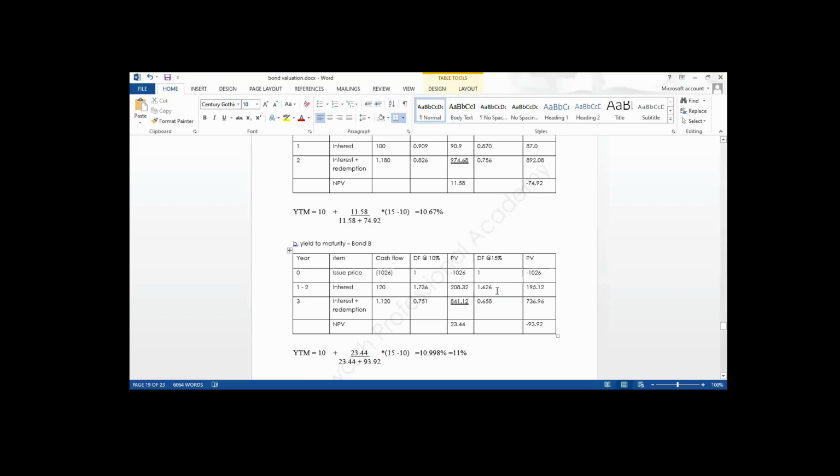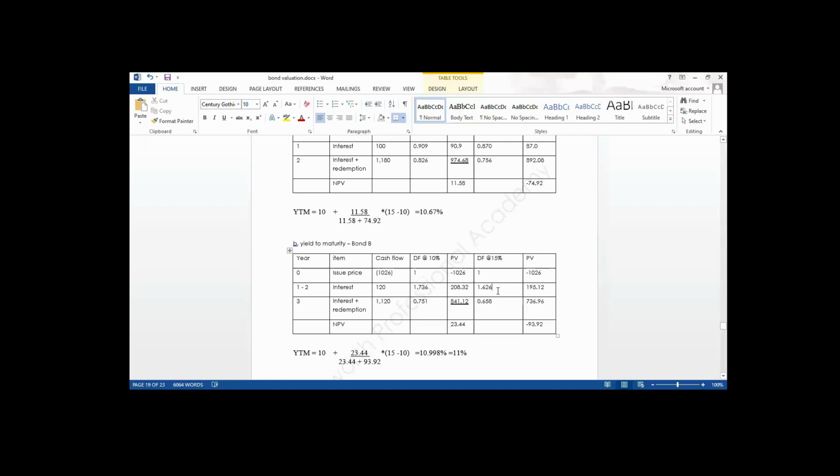Good. Year 2, get the annuity factor at 15%. Year 1 to 2, annuity factor. What do you have? Annuity factor at 15%. 1.626. Thank you. Let the other guy also confirm. It's the same thing, sir.